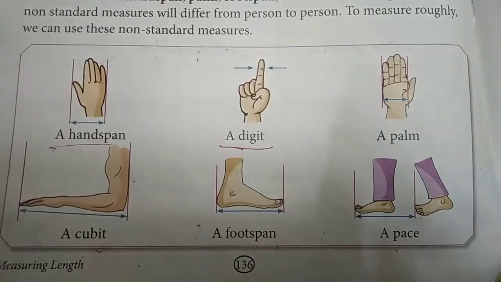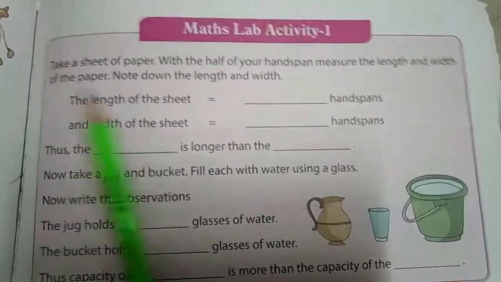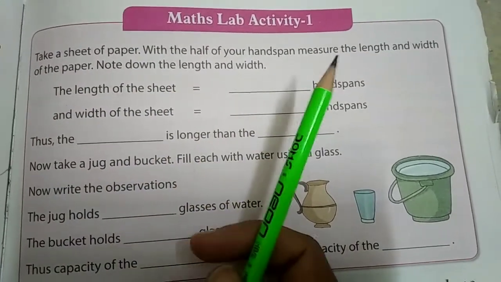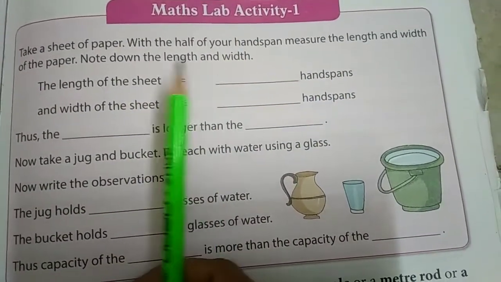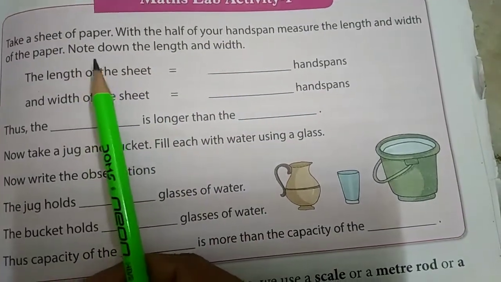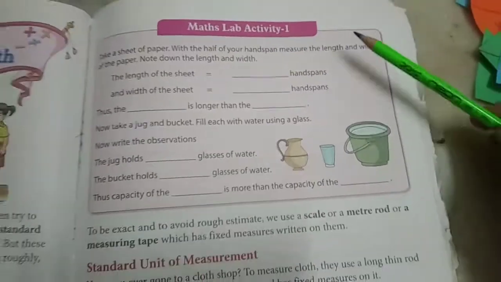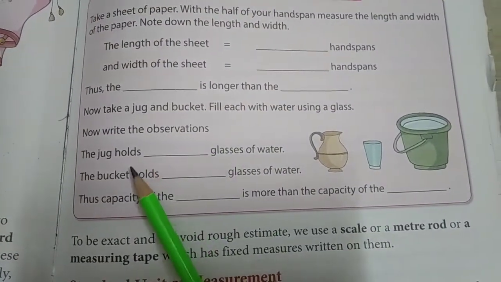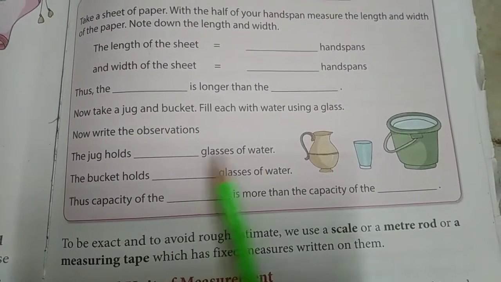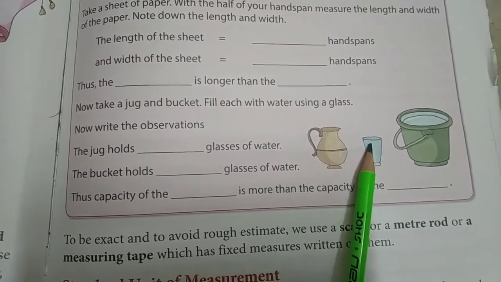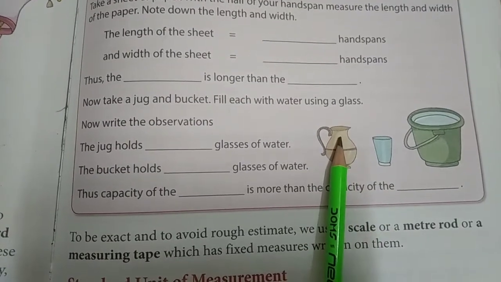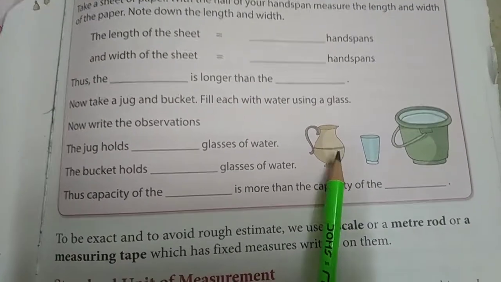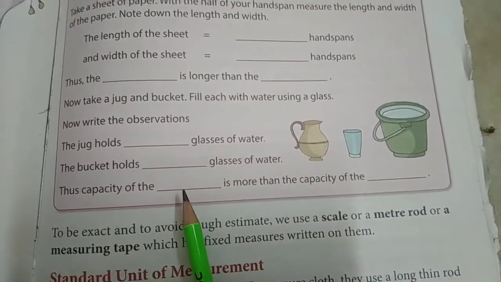Before that, you have some activity here. So here what you have to do is you have to take a sheet of paper with the half of your hand span and measure the length. Okay, now you write how much that particular sheet is and what is the length and what is the width. You have to calculate the length, width of the paper and you have to write here. Now here the jug holds dash glasses of water. You have to do this yourself. Okay, this is practical. So take out one jug and you see how many glasses of water this particular jug can hold. Similarly bucket. So that is called as capacity.